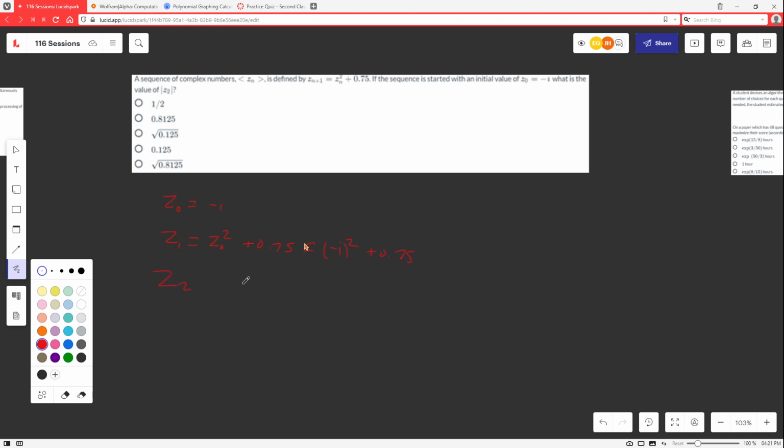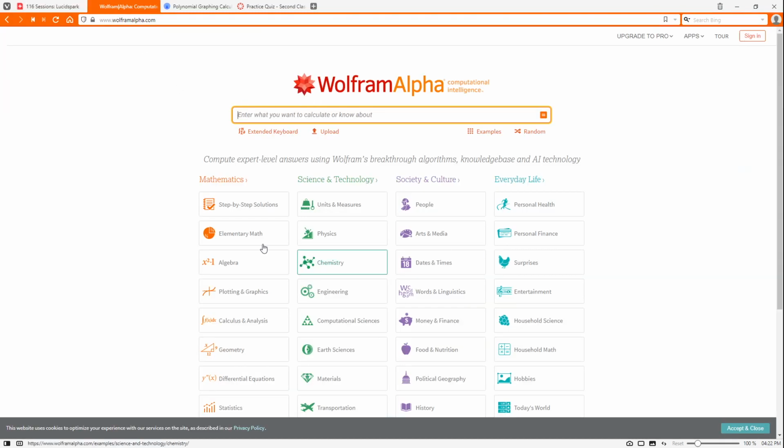Then z2 then must equal negative i squared plus 0.75, squared plus 0.75. And what we want is the size of the resulting complex number. And what we can do is just spit that equation into something like Wolfram Alpha, and we can find the answer for it. We're going to go Wolfram Alpha.